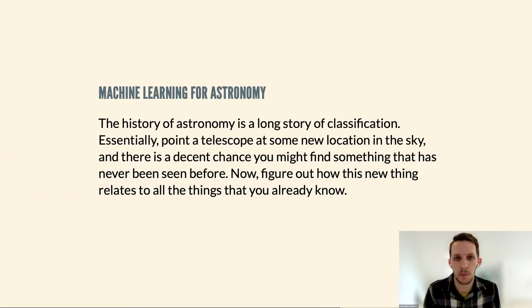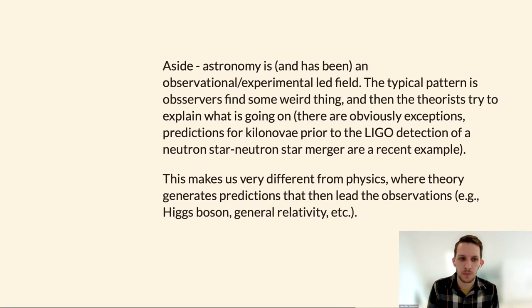So now I just want to talk a bit about machine learning for astronomy. The history of our field, the history of astronomy, is a long story of classification. Essentially, point a telescope at some new location in the sky, and there's a pretty good chance that you're going to end up finding something that's never been seen before. Okay, and now that you've found this new thing, your goal is to figure out how this relates to all the other things that you have already found.